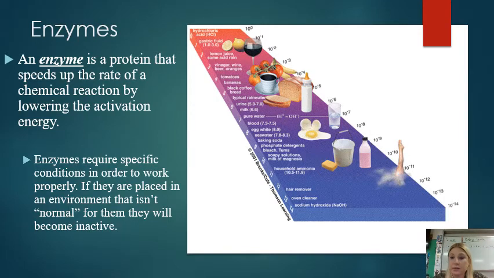Now, for enzymes to work properly, they require very specific conditions. Okay? If they're placed in an environment that is not normal for them, like if they go somewhere where the pH is not the same or the temperature is not the same, then they will become inactive. They will no longer work.